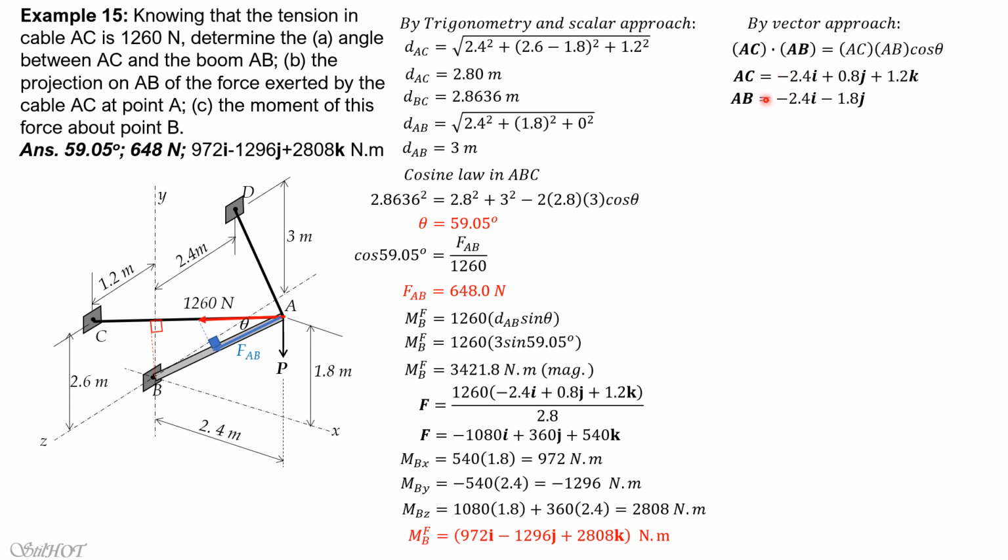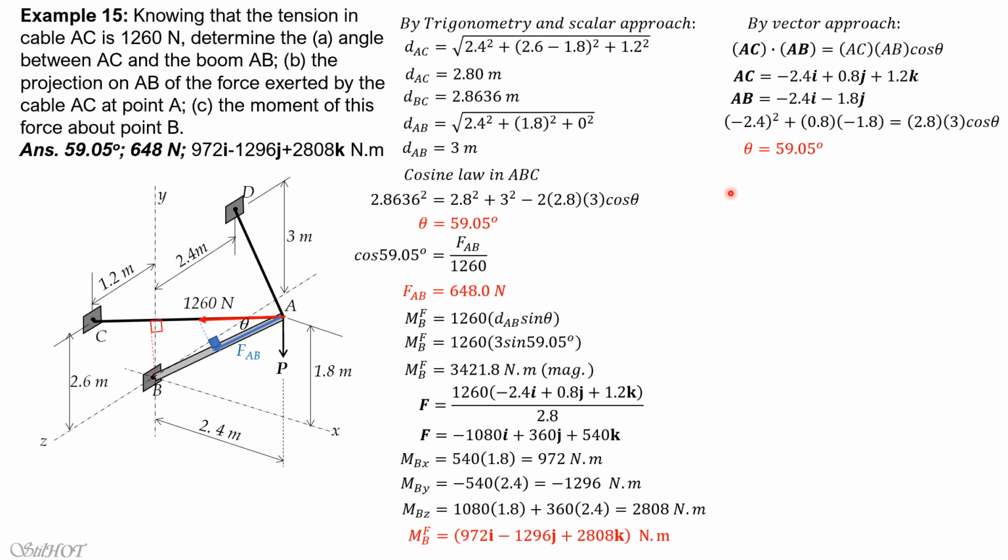Then remember that the dot product between two vectors is simply the sum of the product of corresponding components. So it is negative 2.4 times negative 2.4, or negative 2.4 squared, plus 0.8 times negative 1.8. Then there's no z component, 0. Equals AC, which is 2.8, AB, which is 3, times cosine of the angle. Solving for the angle theta, it is equal to 59.05 degrees, which is the same as this.